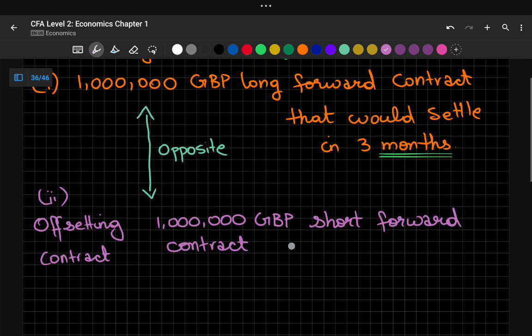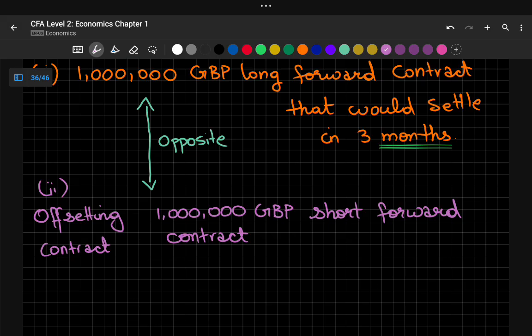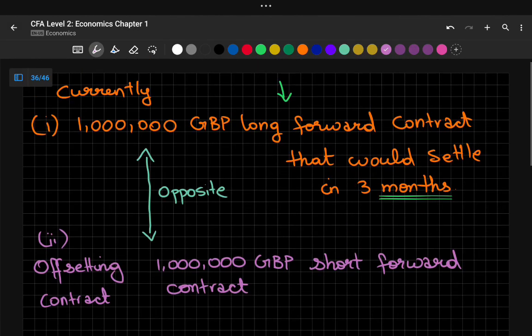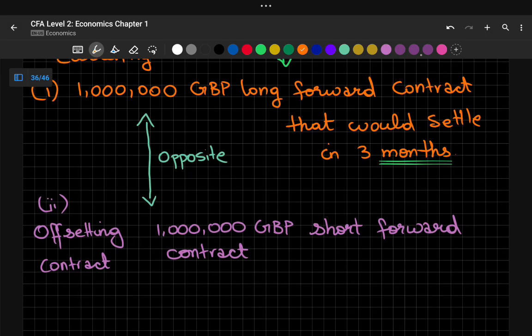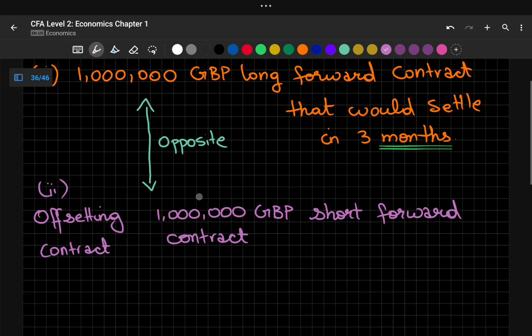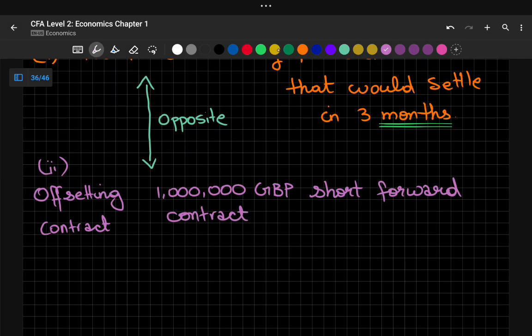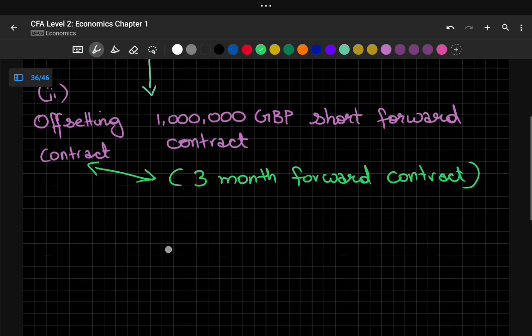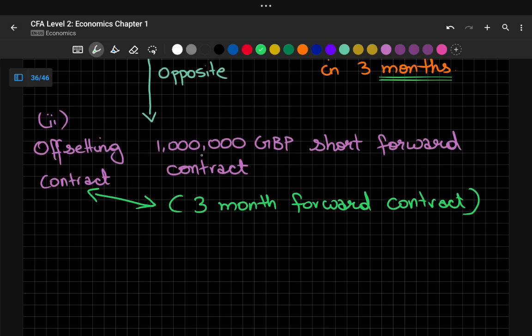And for how many months should she enter the forward contract? It should be a 3-month forward, because the contract Ria already possesses will settle in 3 months. Hence, Ria will have to enter a 3-month forward contract. That is the offsetting position contract. Okay. Now, in this case, Ria will have to sell 1 million GBP. That is the offsetting contract.